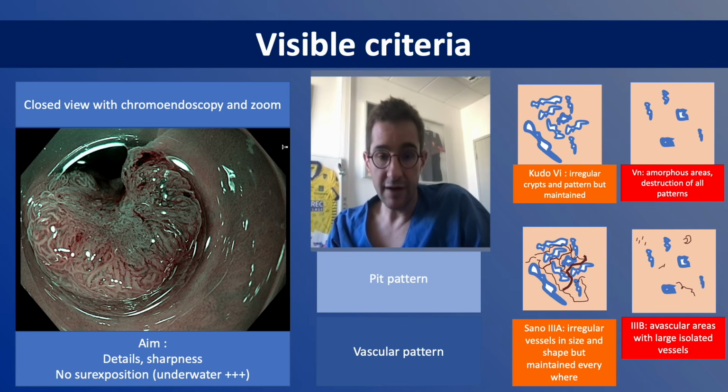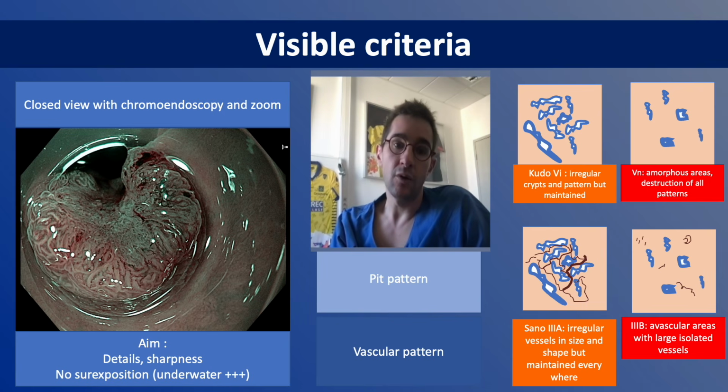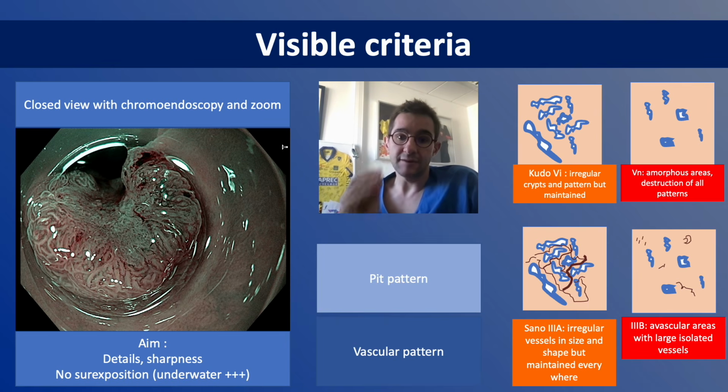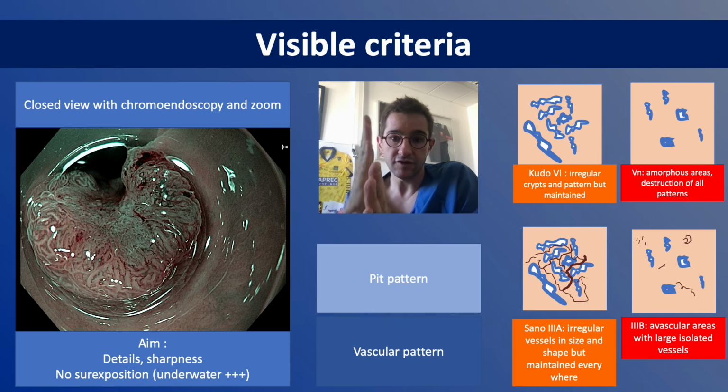So the last part: when you have detected an area of interest with a demarcated area, a red sign or something like this, you should do a complete examination with chromoendoscopy and, if possible, with zoom of this area to determine if this area is something irregular with a remaining pattern, which is usually a lesion with a low risk of T1 cancer or very shallow T1 cancer. It's Kudo 5I or Sano 3A, and it is in the CONNECT classification 2C.